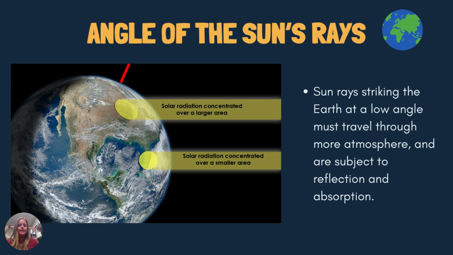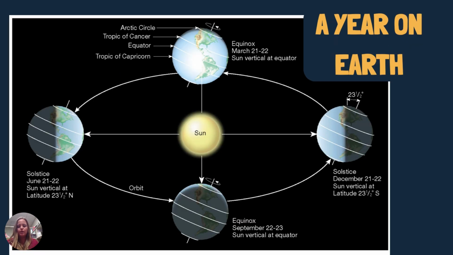Okay, but if it hits at a different angle than 90 degrees, if it's lower or higher, then it's going to cover a much larger area, and that's going to dissipate the sun's heat energy on the Earth, and that's going to create lower temperatures. And so in general, in the spring and fall, we see the sun hitting the equator at 90 degrees, which gives us a moderate temperature.